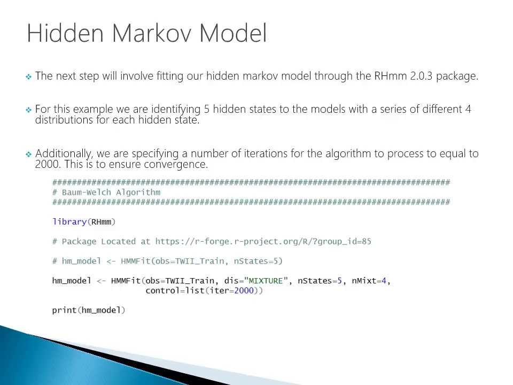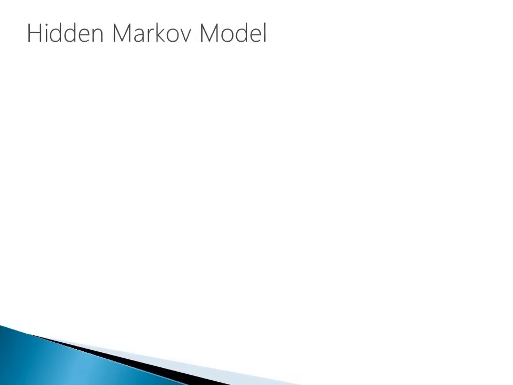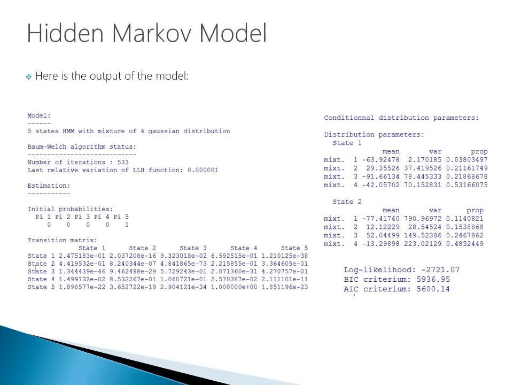Once we're done with this, we're going to print the model, and I'm going to show you what the print looks like in the next screen. Well, here is the output of the model. So we see that we have a 5-state hidden Markov model with a mixture of 4 Gaussian distributions. I have a total number of iterations of 533. I know that I have achieved convergence.